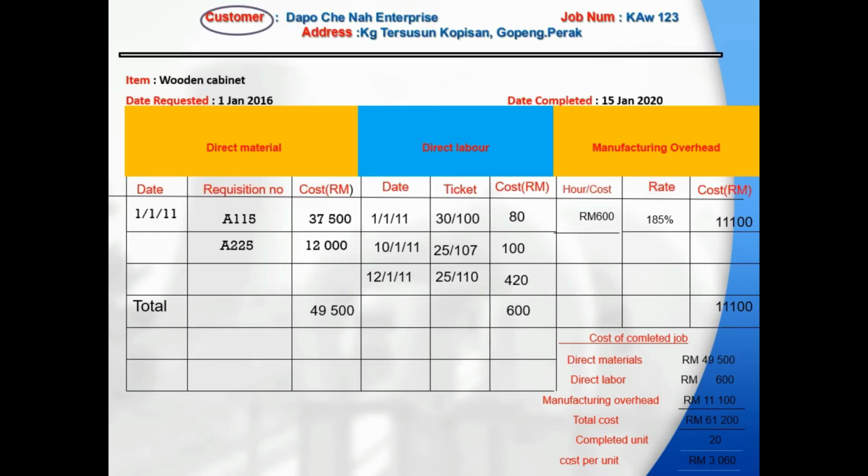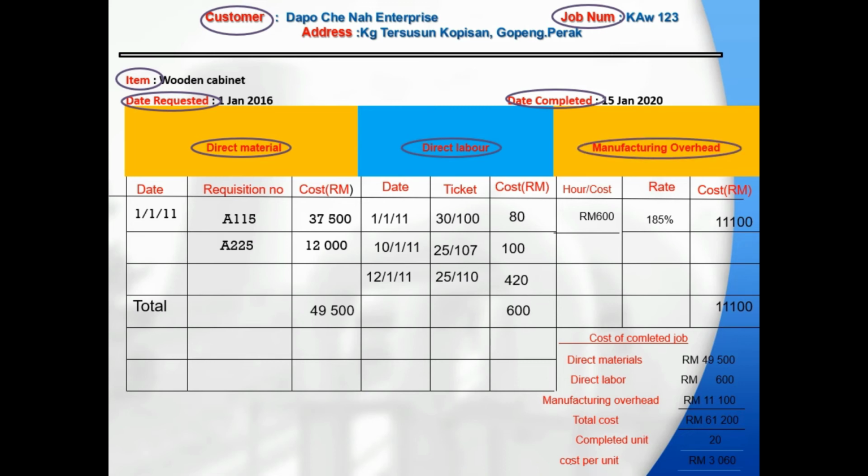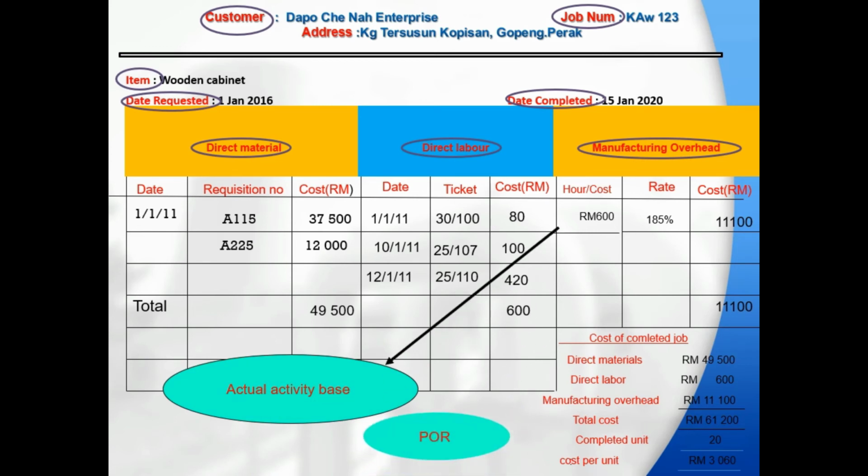The job cost sheet consists of customer information, job number, item that was requested and completed, direct material figure gathered from the material requisition form, and direct labor cost gathered from workers' time tickets, while applied overhead is calculated by actual activity base times POR or predetermined overhead rate. Cost of completed job and cost per unit are shown after the cost table is prepared.